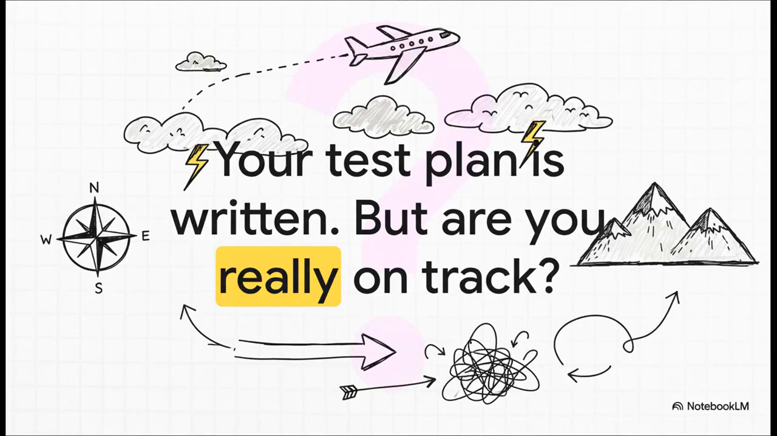So, you've done all the hard work, you've got this perfect test plan, you know exactly where you're supposed to go. But let's be real, once the project takes off, things happen, right? You hit unexpected turbulence. The question is, how do you make sure you're not just flying blind? This is the one challenge every single test manager has to solve.